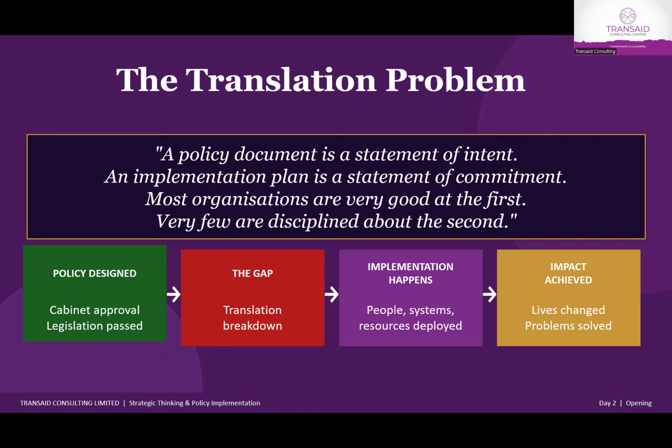For example, let's say you have a new policy of no plastic use in the office, a no plastic rule. Implementation will entail buying reusable cups and removing all trash bins by Friday, for example. Now, most organizations are very good at formulating policy. Very few are disciplined about the second, the implementation.